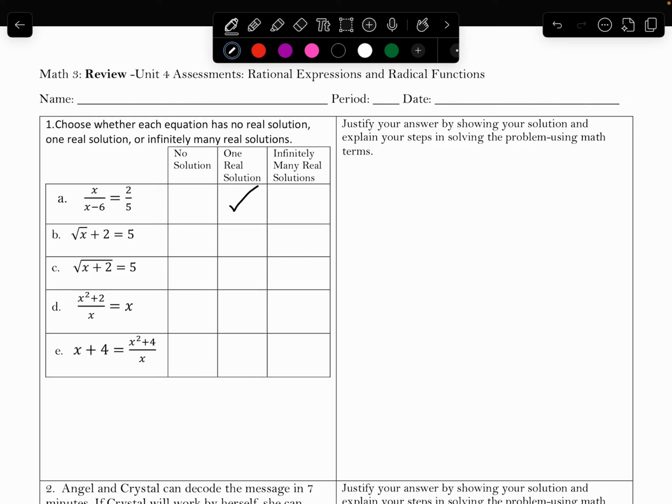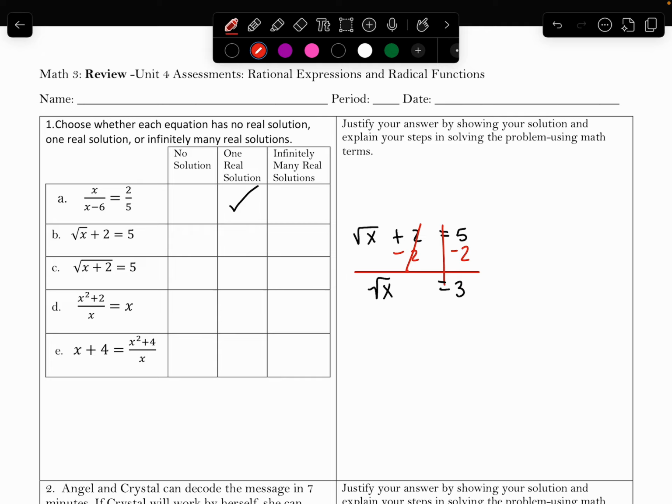Okay, so we'll do number B. Square root of x, plus 2, equals 5. There is a difference between these two. One is everything under the roof. The other one is only the x. Here we need to isolate x. So we do that by getting rid of this 2 first. Pretend like it's x plus 2. So we remove that first. We get square root of x equals 3.